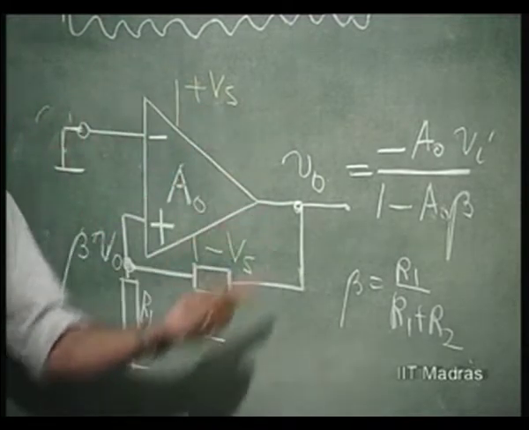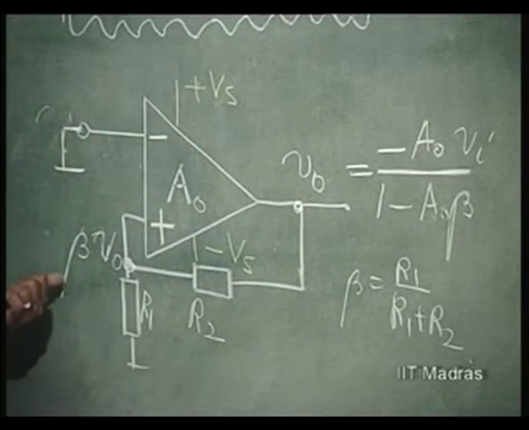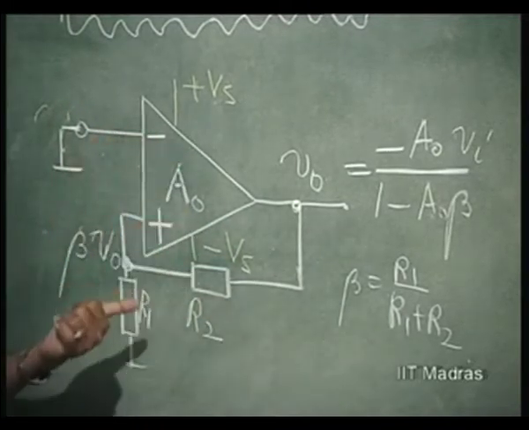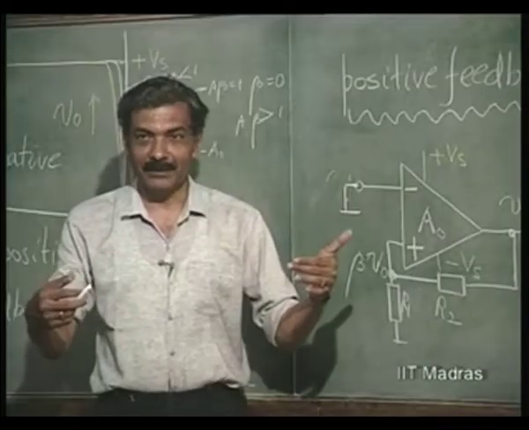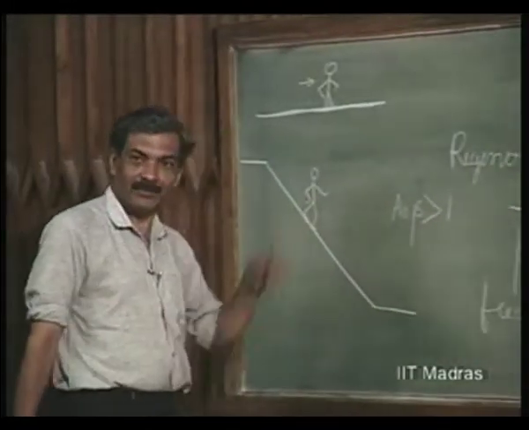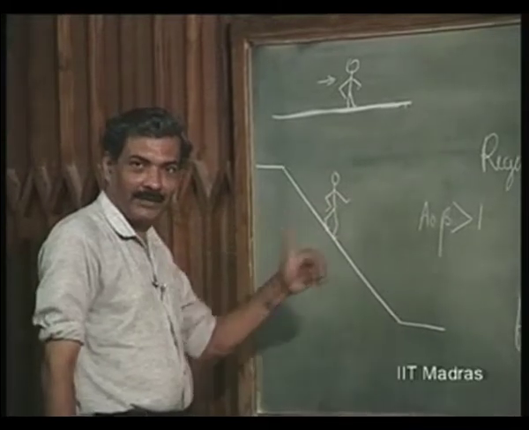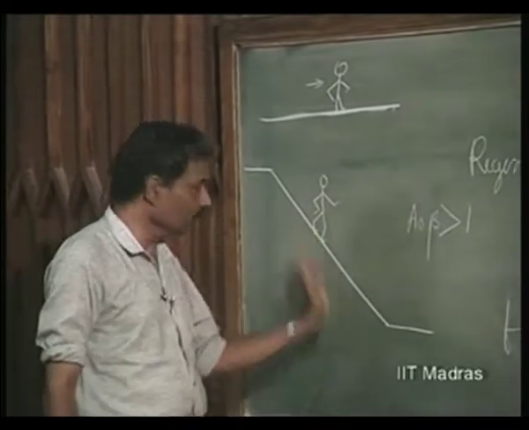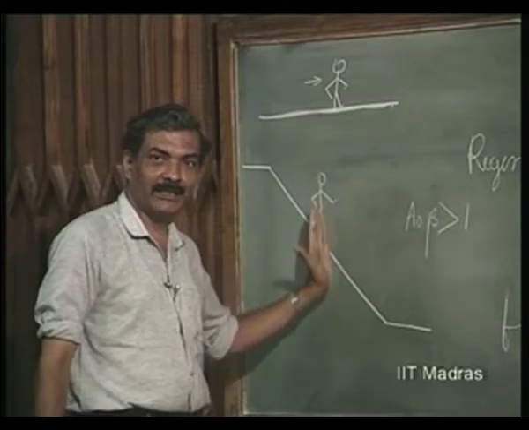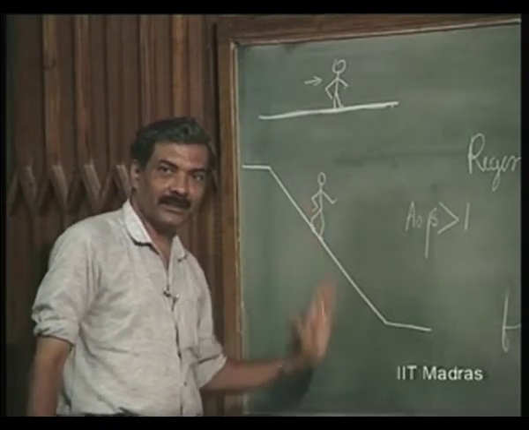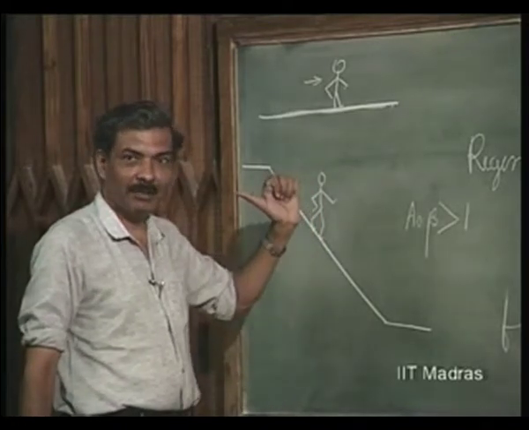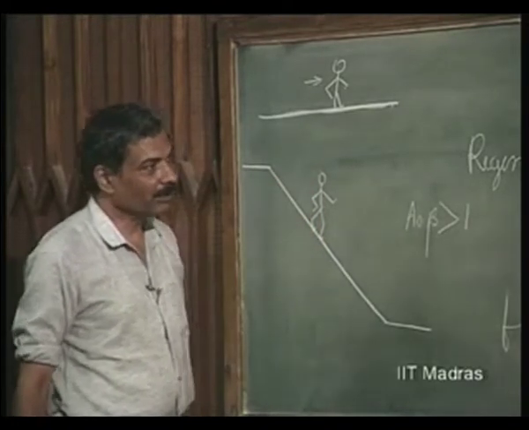Since A naught into beta is greater than 1, even that disturbance, after going through the loop, comes out as a higher disturbance. It is an indication that the initial disturbance has been removed, a tap. After the tap, that disturbance has been removed, but the movement here is generated by his own weight, and a small movement here will force him to further move, the momentum increases. So, he will move down on his own.